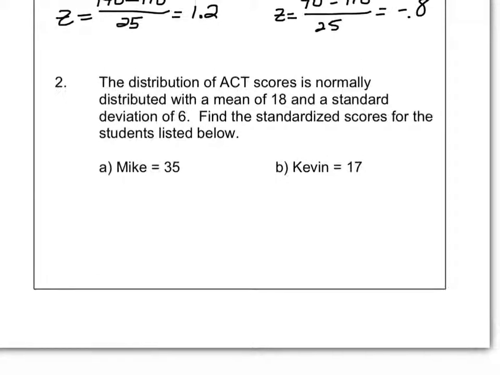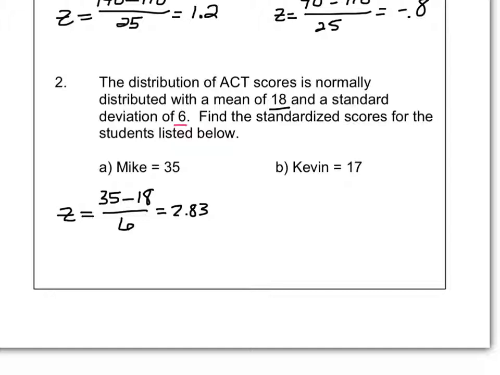Again, you're going to have to be able to calculate some z-scores. Number 2 says the distribution of ACT scores is normally distributed with a mean of 18 and a standard deviation of 6. Again, two important points here: that's the mean and that's the standard deviation. Find the standardized test scores, which is the z-score. Mike got a 35, and we take that minus the average of 18 and divide by the standard deviation. 35 minus 18 is 17, divided by 6 gives 2.83. So Mike got a z-score of 2.83.